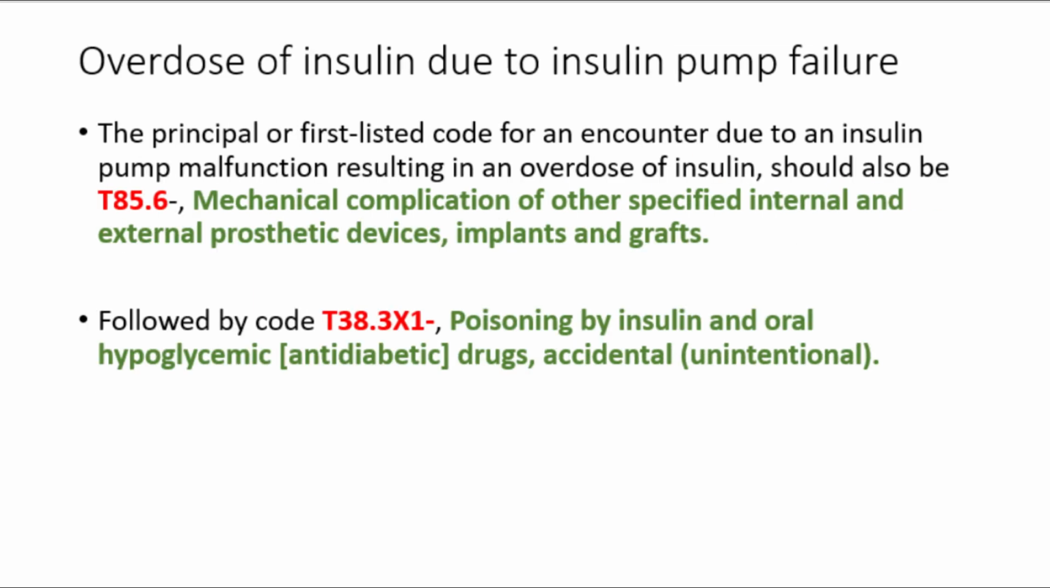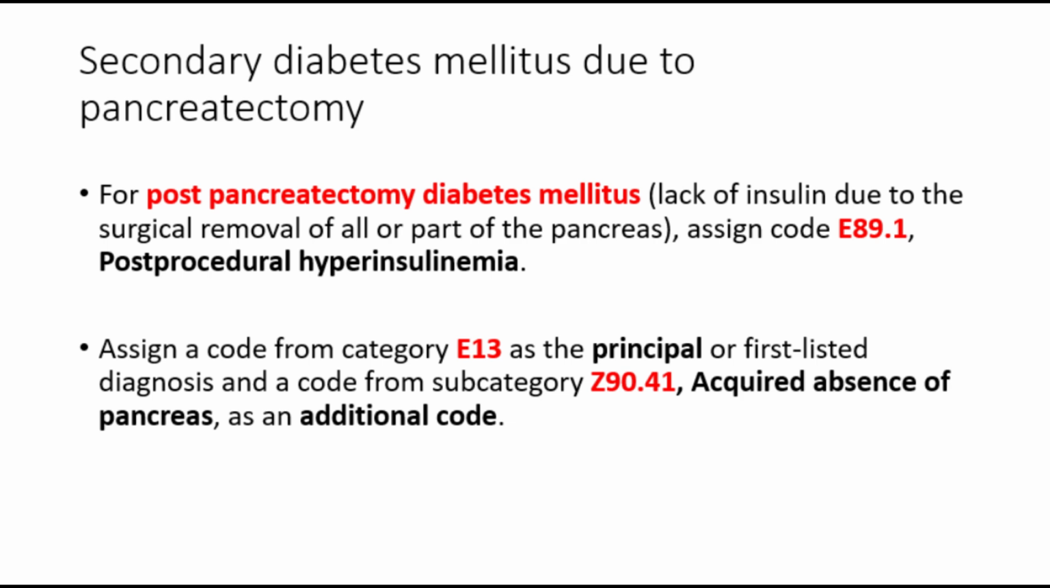Overdose of insulin due to insulin pump failure. The principal or first listed code for an encounter due to an insulin pump malfunction, resulting in an overdose of insulin, should also be T85.6, mechanical complication of other specified internal and external prosthetic devices, implants and grafts, followed by code T38.3x1, poisoning by insulin and oral hypoglycemic drugs, accidental, unintentional.